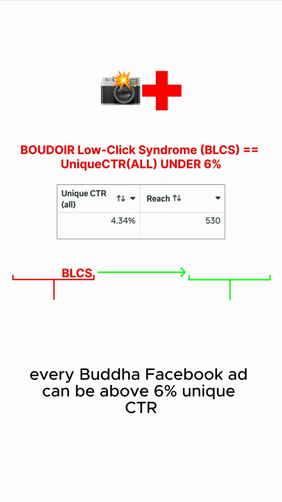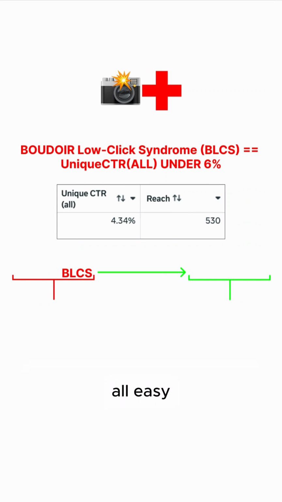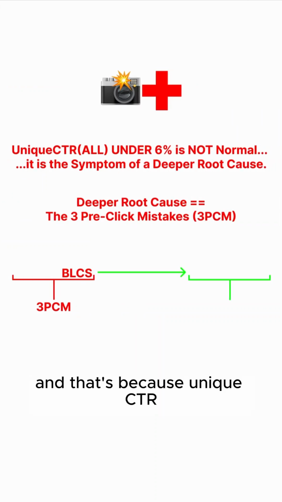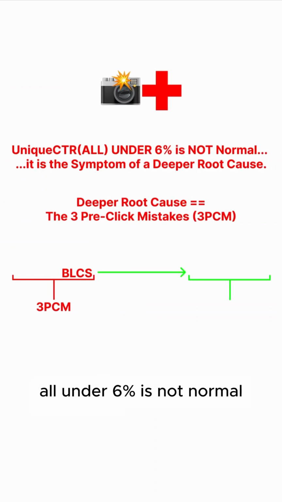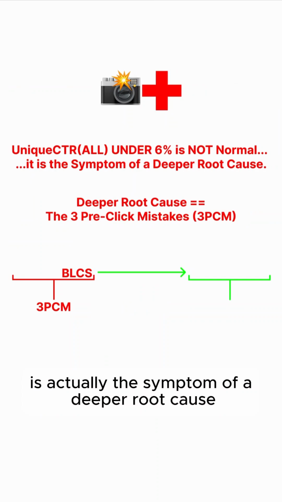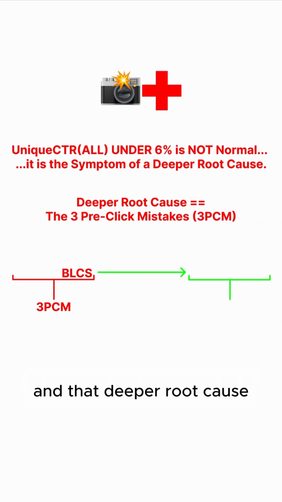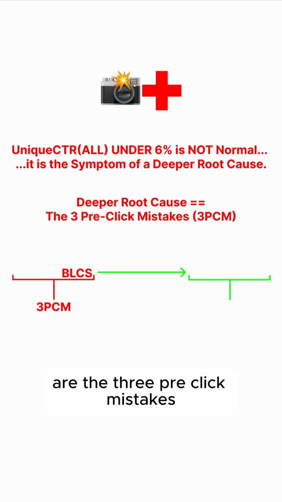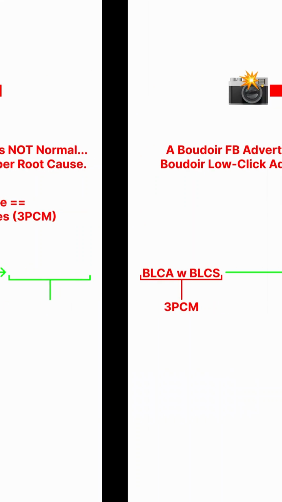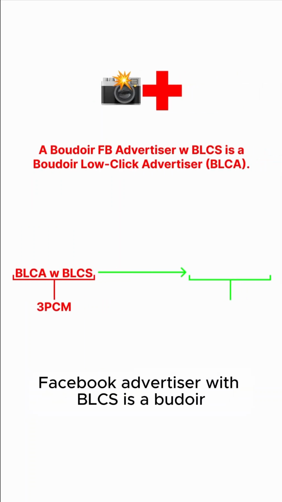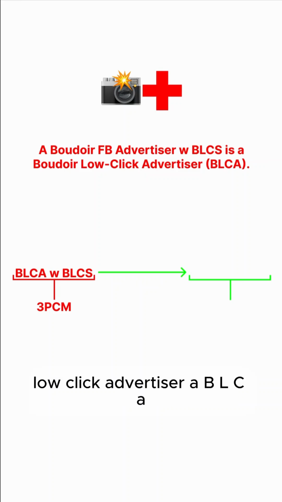Every Boudoir Facebook ad can be above 6% unique CTR easy, and that's because unique CTR under 6% is not normal. It's actually the symptom of a deeper root cause, and that deeper root cause is the 3 pre-click mistakes, which we'll talk about more at the end. We also know that a Boudoir Facebook advertiser with BLCS is a Boudoir low click advertiser, a BLCA.